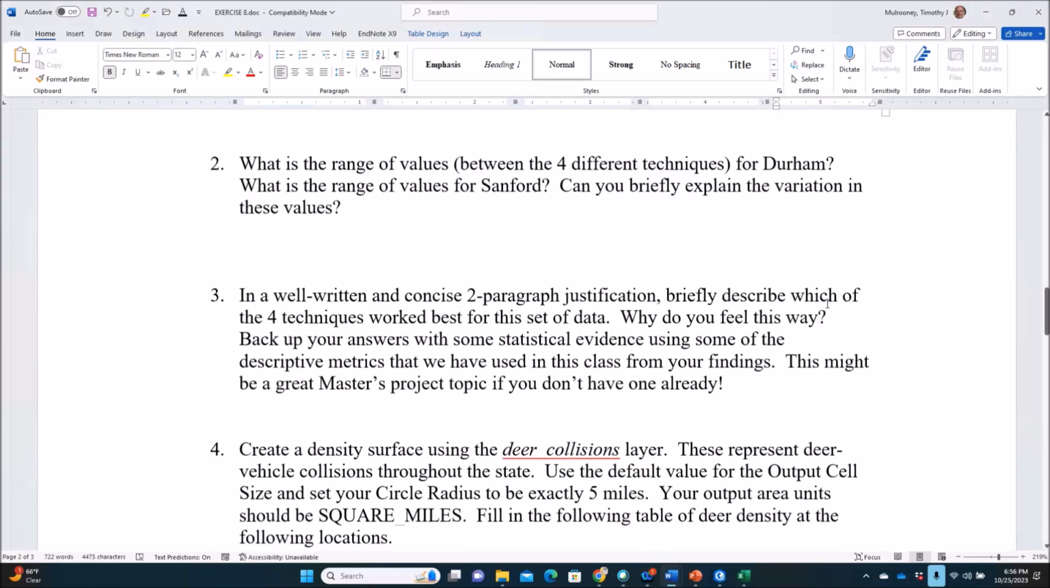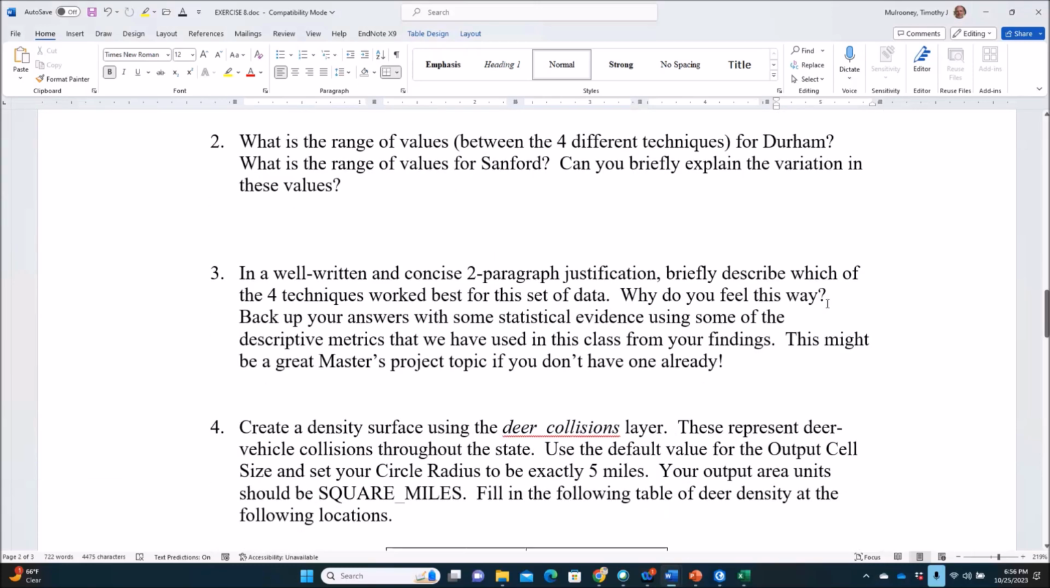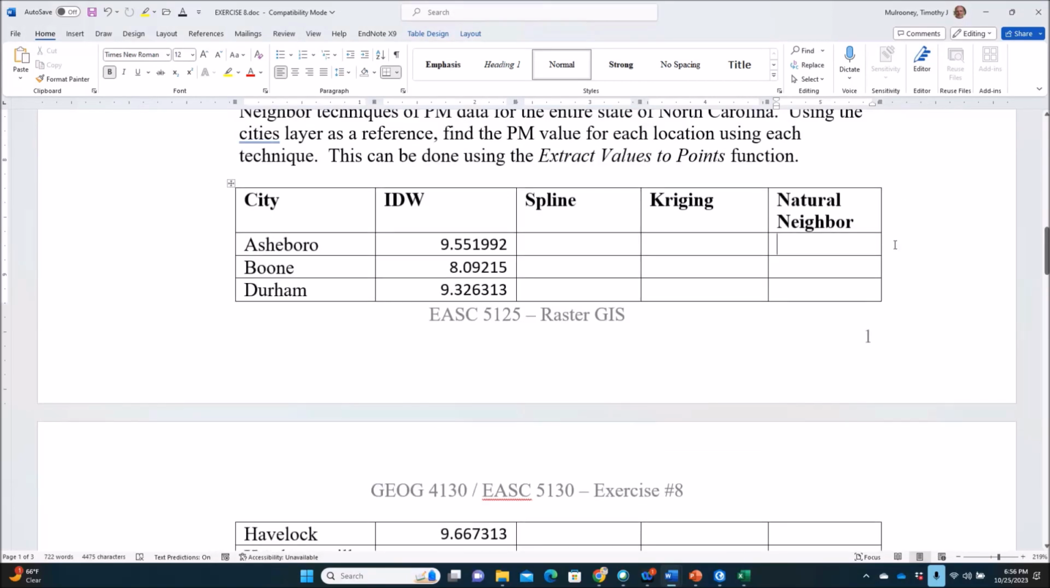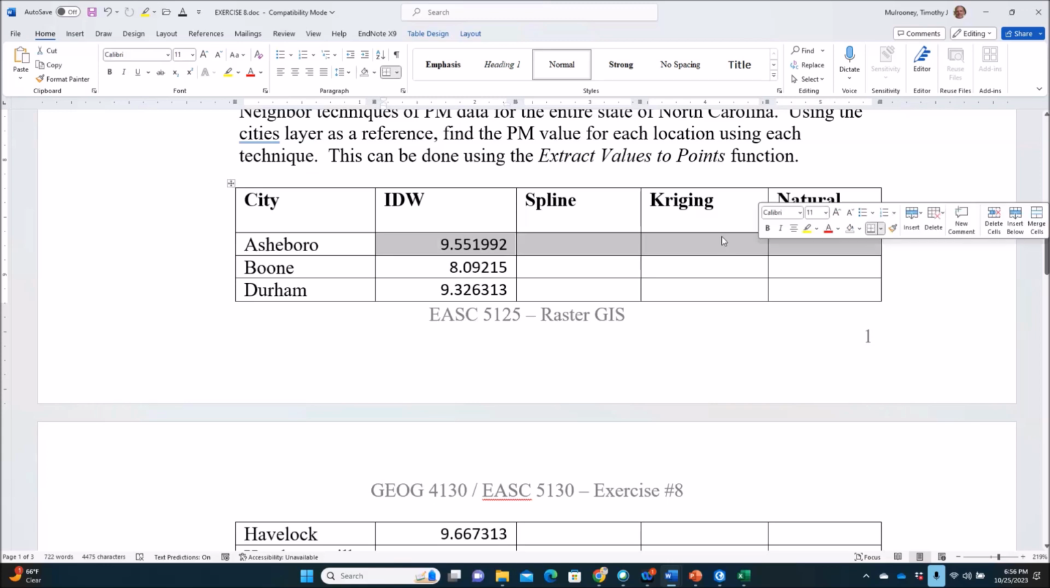And now we're just going to pop these values using extracted values for the spline, for the Kriging, and then for the natural neighbor. Now, for number 2, it says, what's the range of values for Durham? So now we can put these in Excel. We know what the word range is. What I want for the next question is, what's the range of values between IDW, spline, Kriging, and your natural neighbor? What's the definition of the word range? High minus low. Can you calculate that in Excel? I hope so.